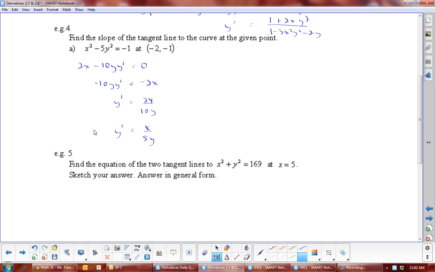Okay, and now we just have to sub in our point, negative 2, negative 1. So the slope would equal negative 2 over 5 times negative 1, which equals 2/5.